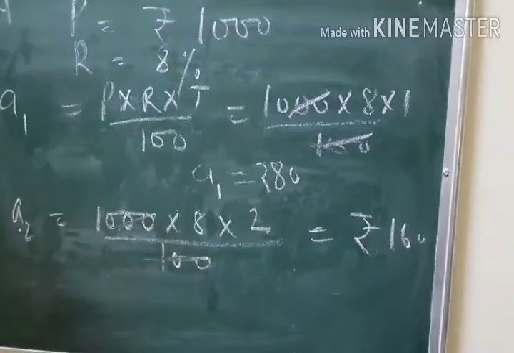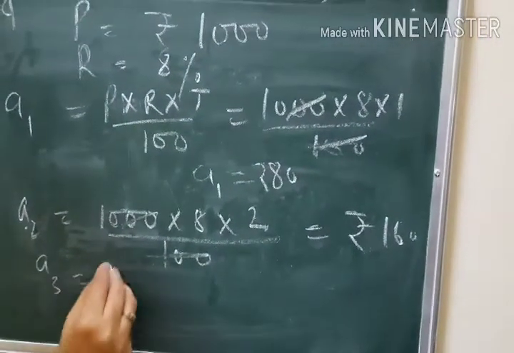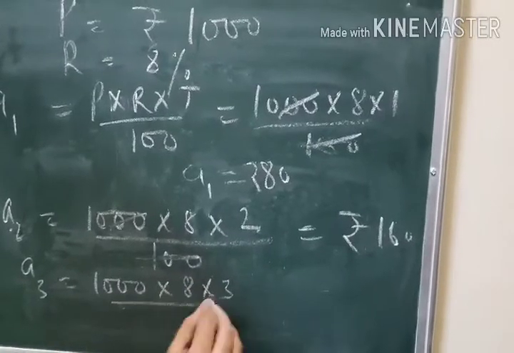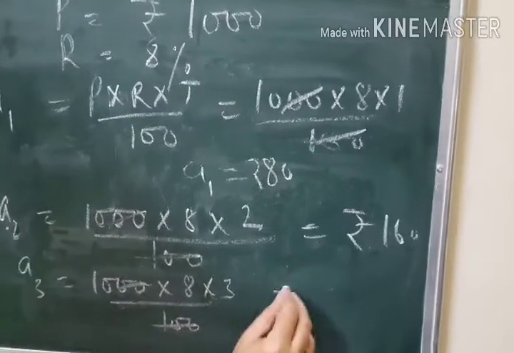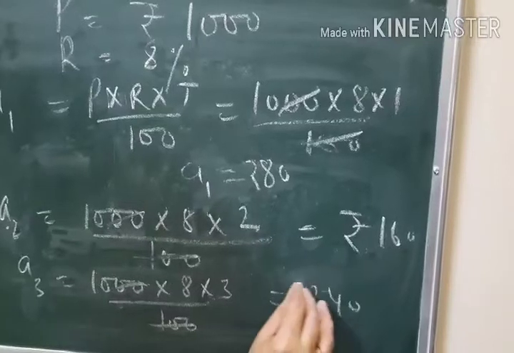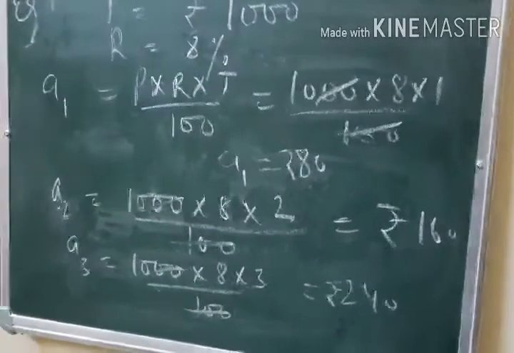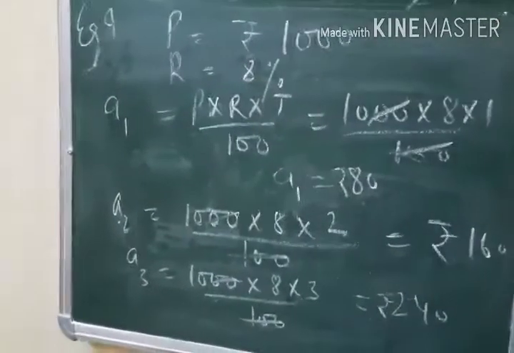Okay. Then for A3 also you can find 1000 into 8 into 3 upon 100. Again it is 240 rupees. So at the end of each year we can find. Similarly you can find for 4th, 5th and so on. And last it is given.